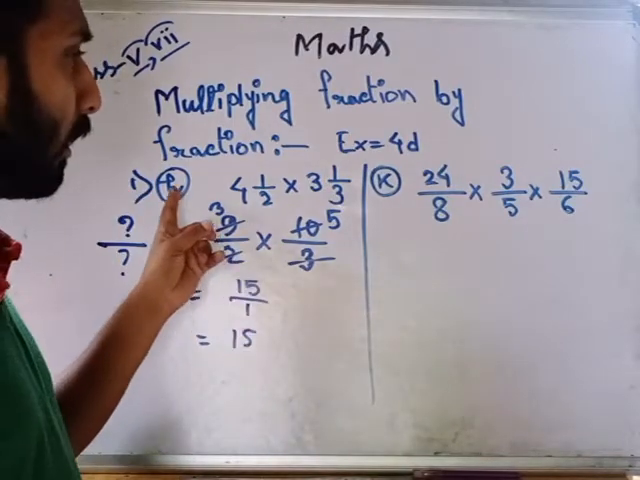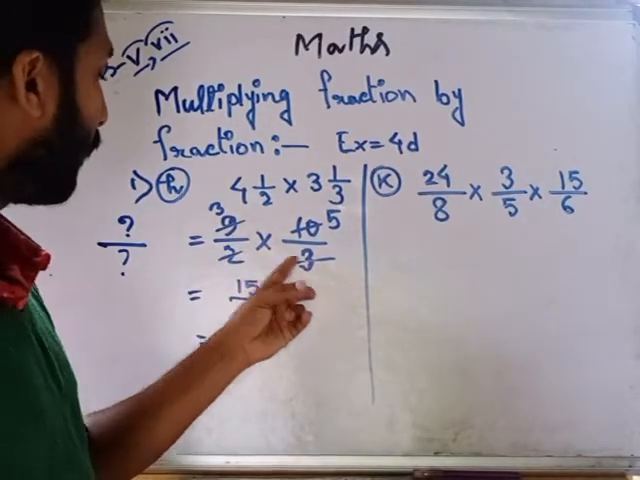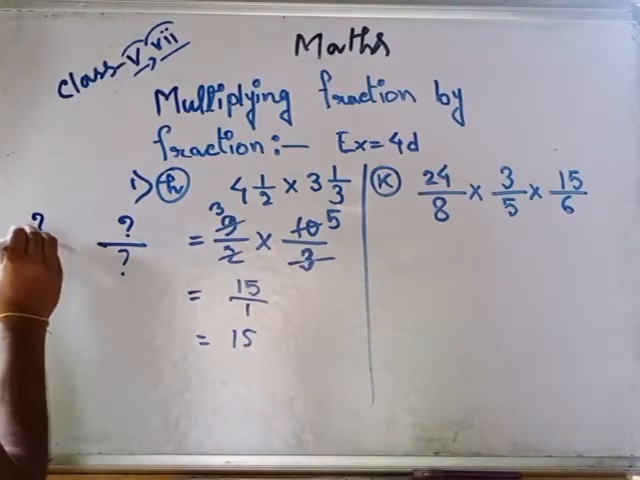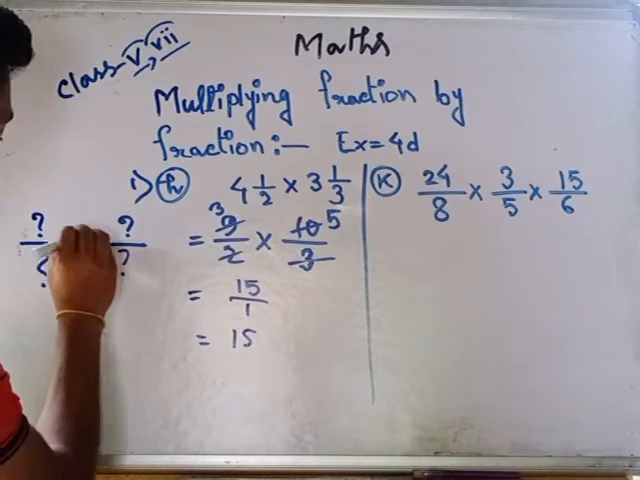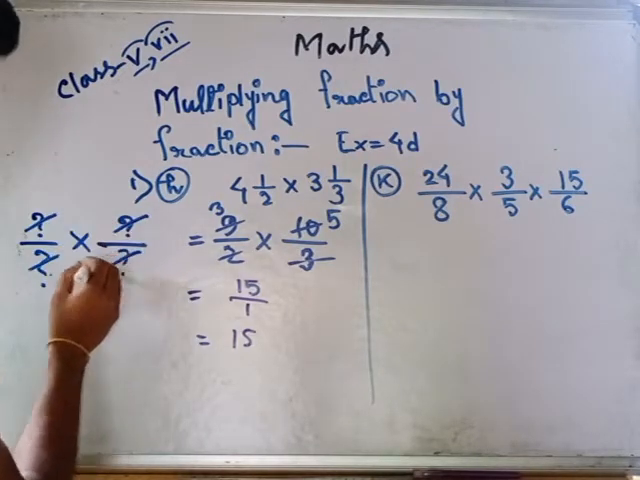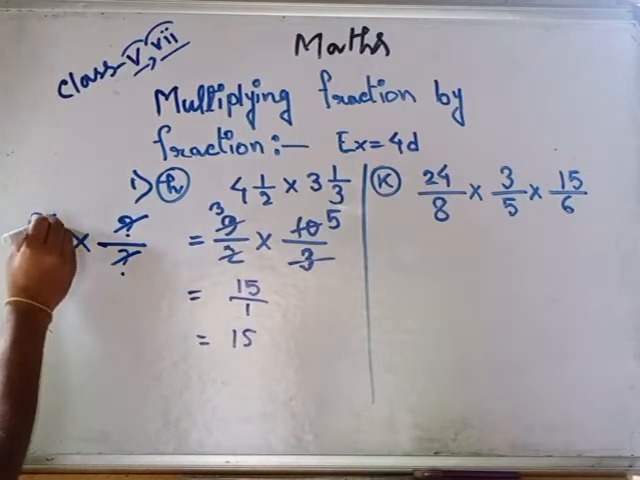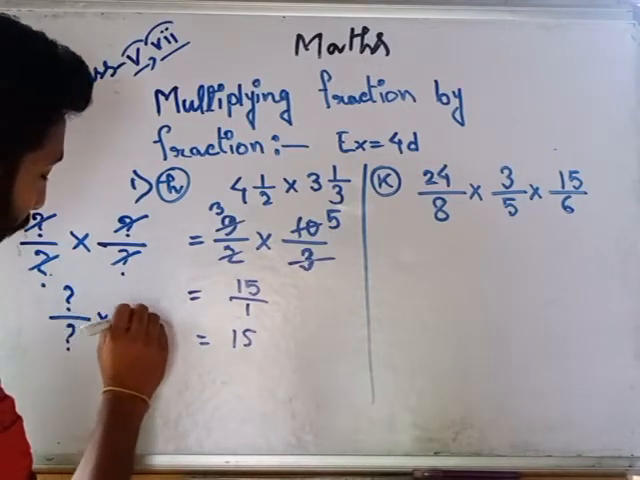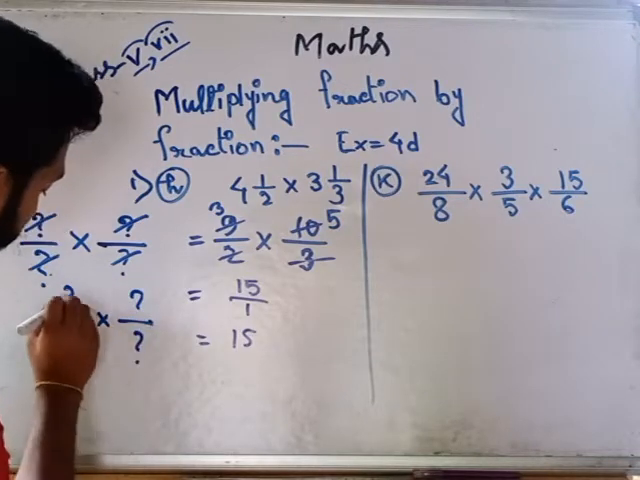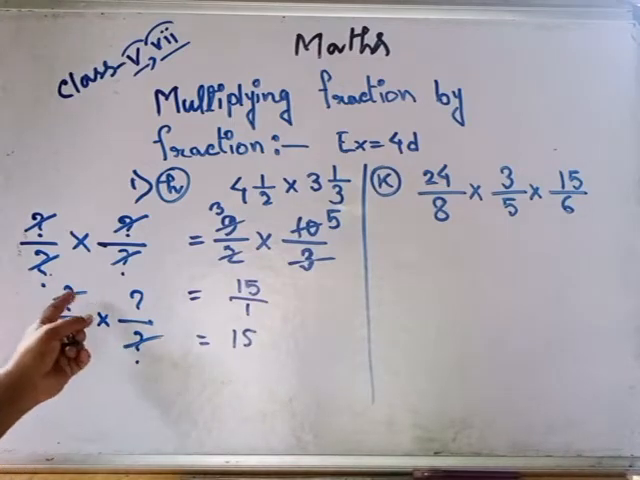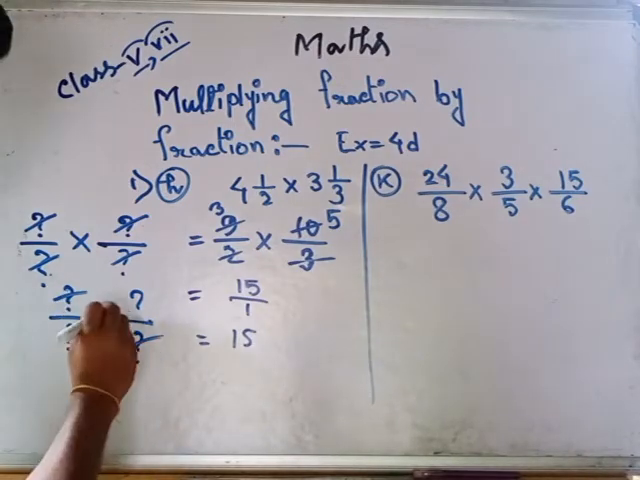Also you should divide diagonally. Suppose it is like this, you should divide by this type of calculation. When it is multiplication, you should divide by this one and this one also. You should divide by these numbers. The same number you should divide.